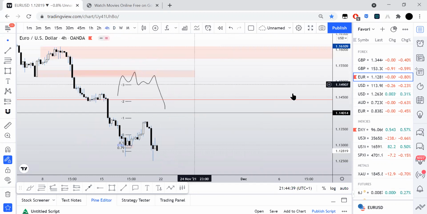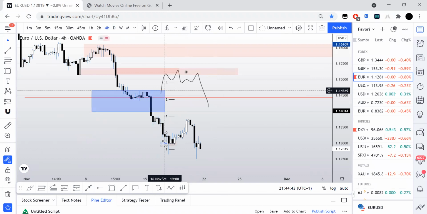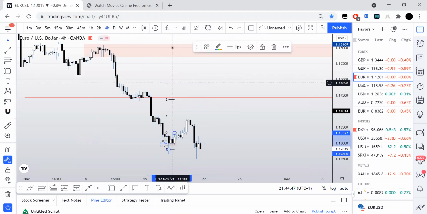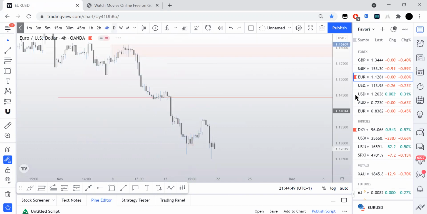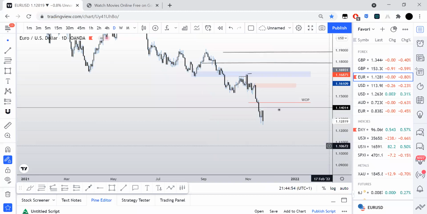So EU really sold off. It really sold off more than GU did. Let me clear this up a little bit. So weekly open price was here.